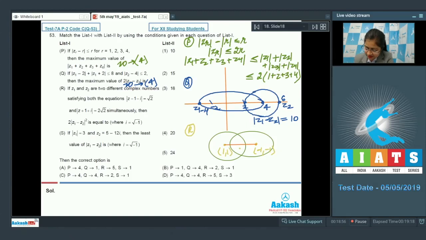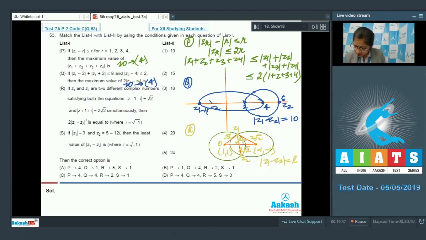By the distance formula, the distance between the two will be 2 root 2, and the radius of the first circle is root 2 and the radius of the second circle is 2 root 2. So let us join them, because we have to find z1 minus z2 mod whole square, that is, this point is z1 and this point is z2. Let us say mod z1 minus z2 is equal to L. So this distance is L by 2.